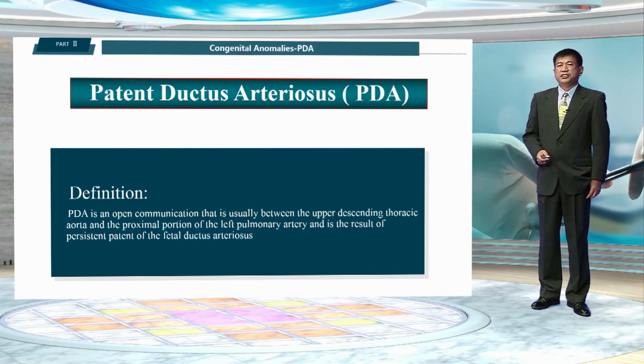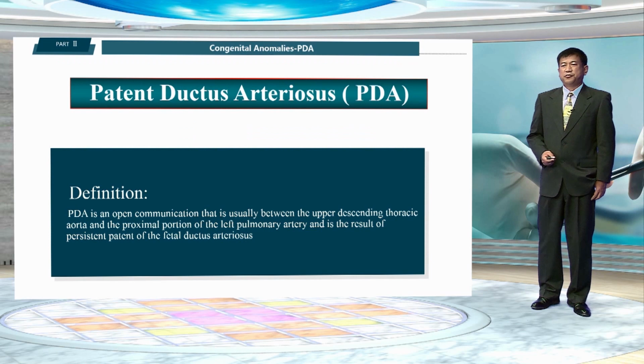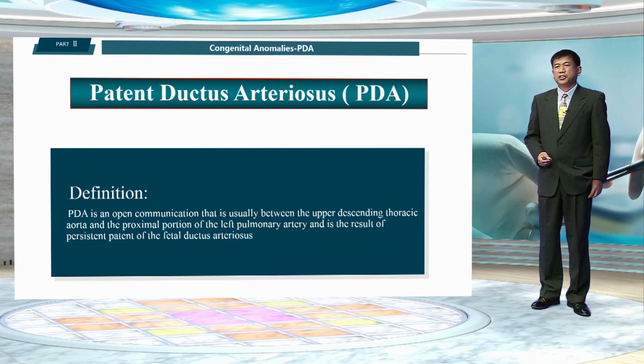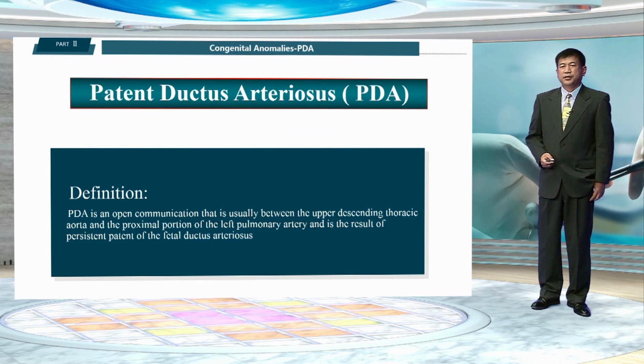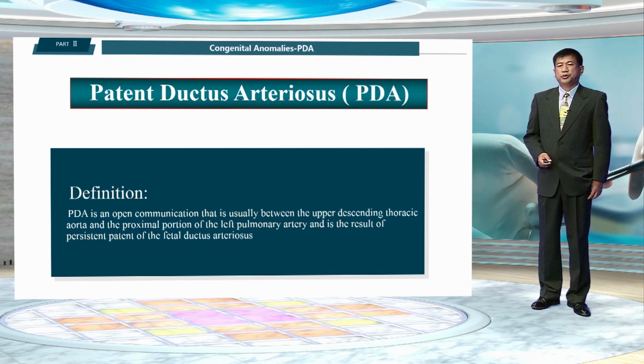So now, let's discuss the specific disease. The first one is patent ductus arteriosus. It's called PDA. PDA is an opening between the upper descending aorta and the proximal portion of the left pulmonary artery, and it is the result of the persistent patency of the fetal ductus arteriosus.